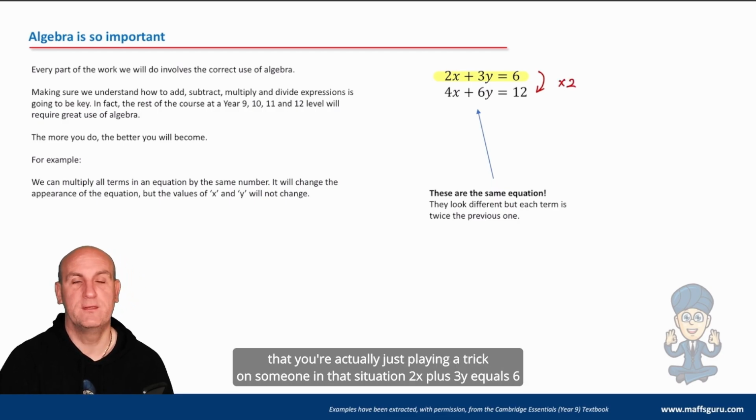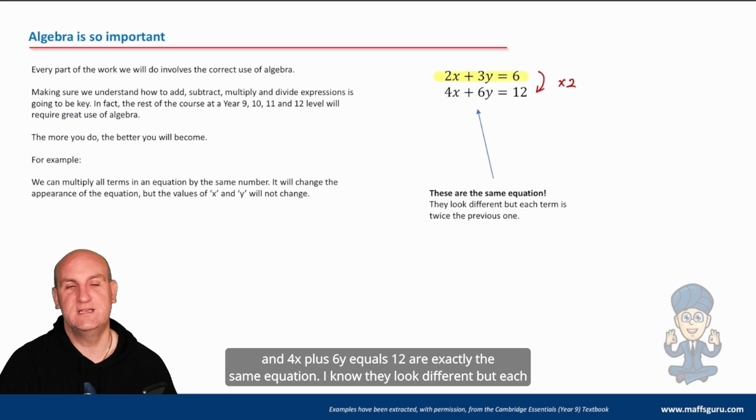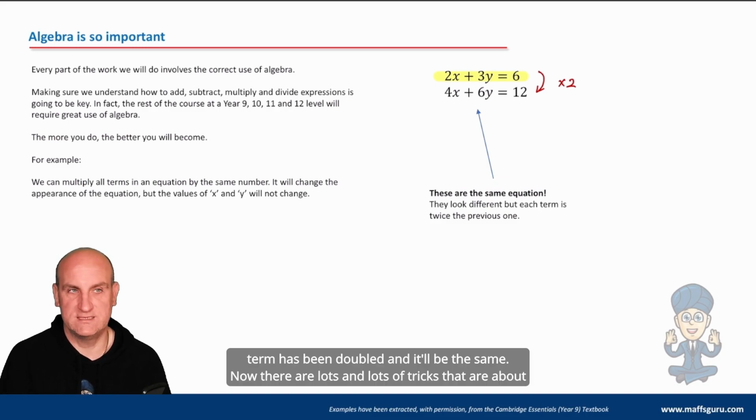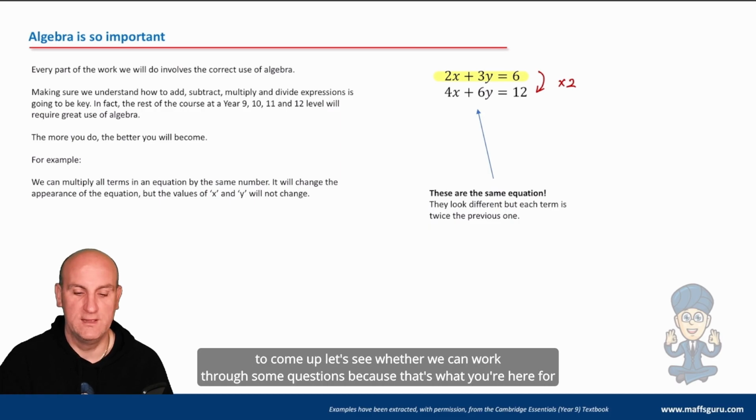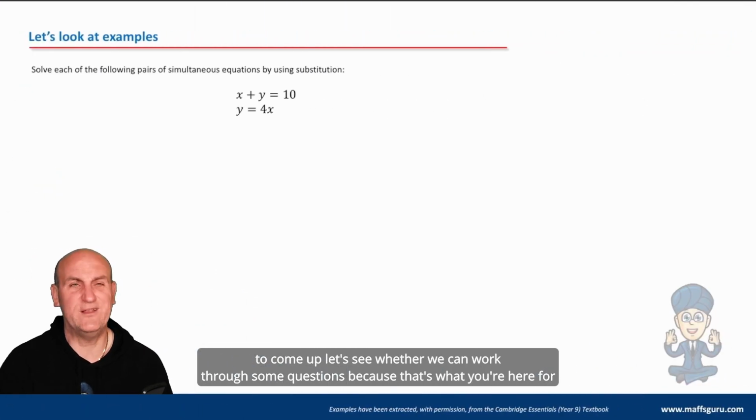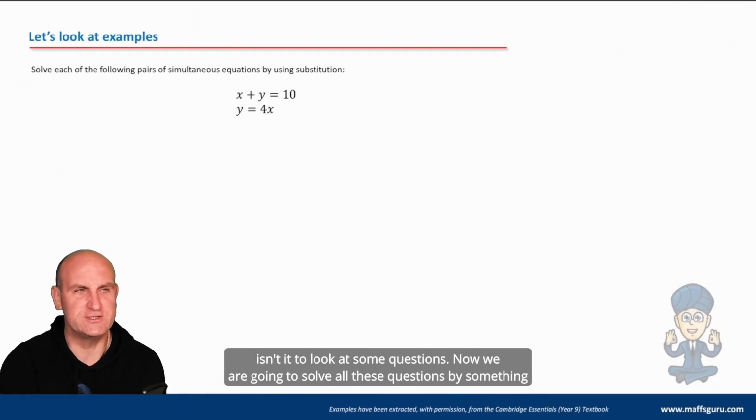Now, when you do that, you're actually just playing a trick on someone. In that situation, 2x plus 3y equals 6 and 4x plus 6y equals 12 are exactly the same equation. I know they look different, but each term has been doubled and it'll be the same. Now, there are lots and lots of tricks that are about to come up. Let's see whether we can work through some questions, because that's what you're here for, isn't it? To look at some questions.